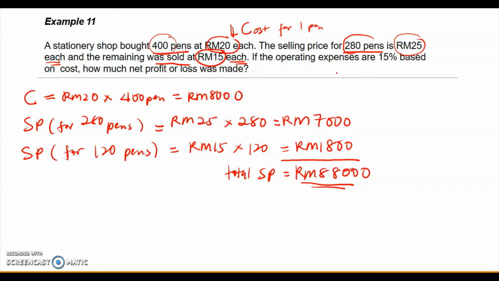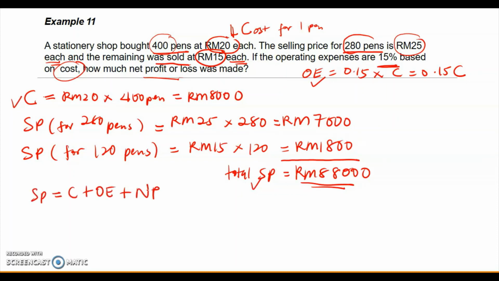Now, the operating expenses, 15%. OE is 15% based on cost. 15% of cost, so 0.15 times C. So 0.15 C. How much net profit or loss was made? Since we have the C value, the SP value, and the OE value, we can use this formula to find the net profit.